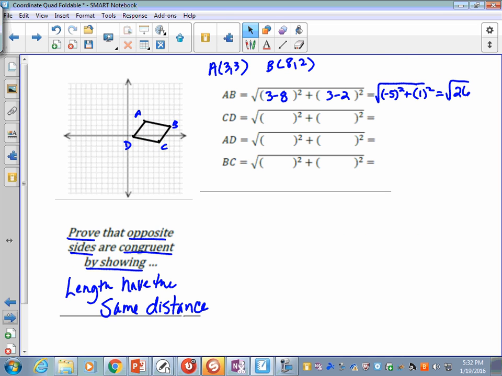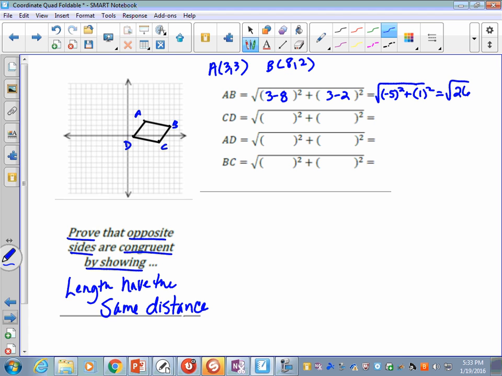Then our next method is looking at the sides to see if they are congruent by showing the lengths have the same distance. We're going to use our distance formula on this tab. I kind of already started AB. We subtract the x coordinates and square them, subtract the y coordinates and square them, add them together, and then take the square root. So I have AB up here already.